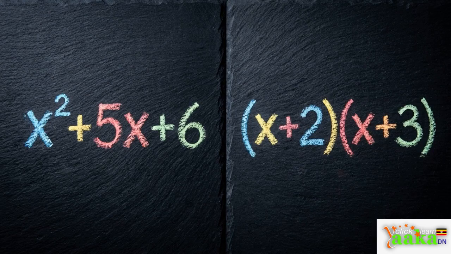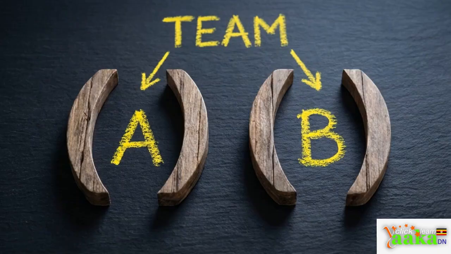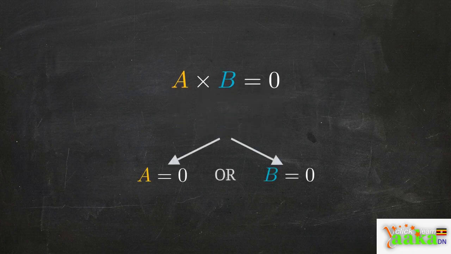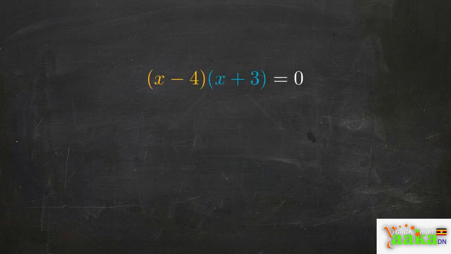Factorization is a translation tool. It turns a difficult addition problem into a straightforward multiplication problem. Think of those two brackets as a team working toward a result. The zero product property tells us that if a team's multiplied output is 0, logic dictates that at least one of those individual factors must be 0. This allows us to split the problem into two simple paths.